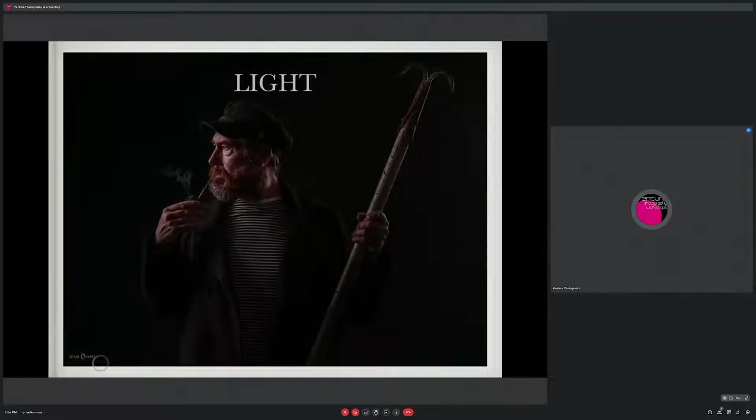So let's talk a little bit about light, what we can do with light. If you're familiar with other people talking about light and so on, you know that there's a whole range of different types of light.